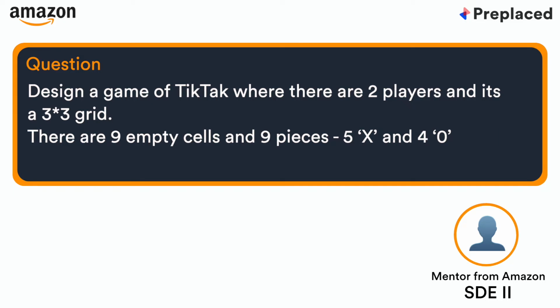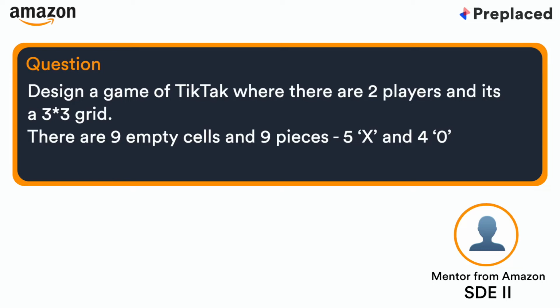The rules are: two players play a game, and the first move is played by the player who has all the X pieces. The first player to form a horizontal, vertical, or diagonal sequence wins. The requirements are to ask the user for the names of two players and print the grid after initializing.